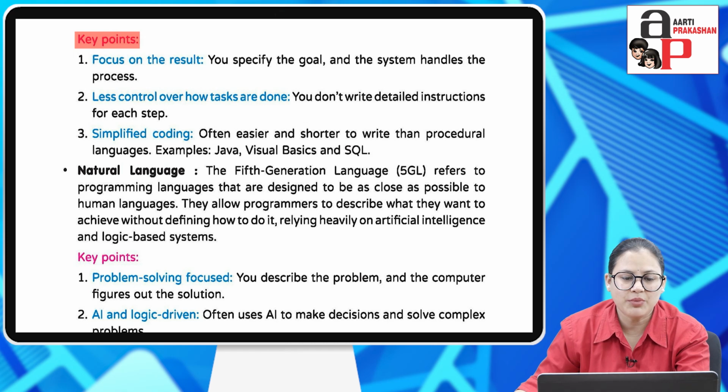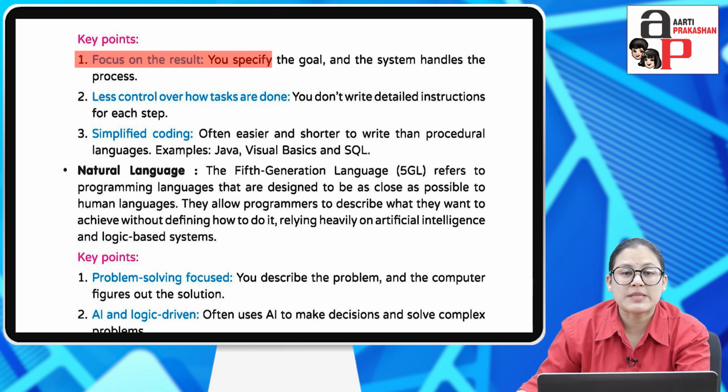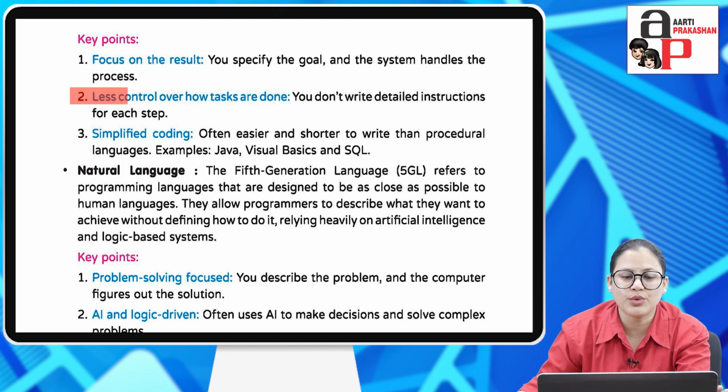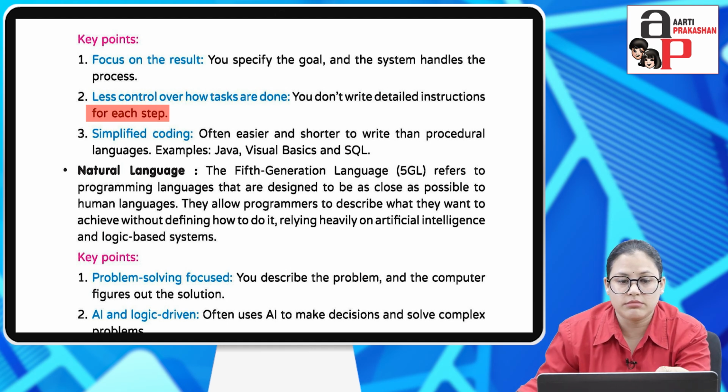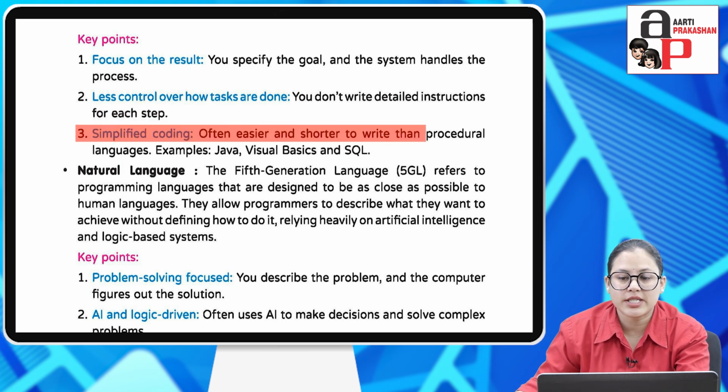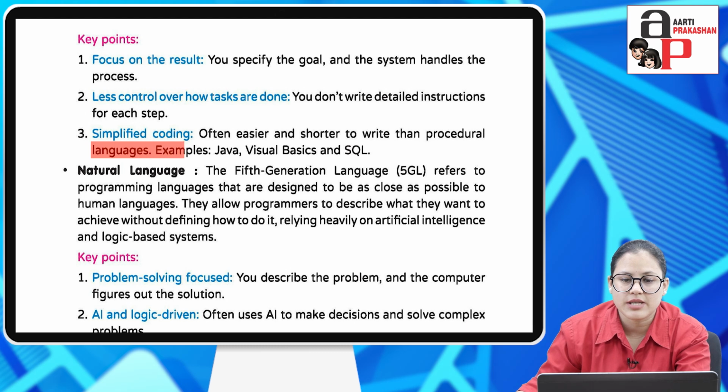Key points. Number one, focus on the result. You specify the goal and the system handles the process. Two, less control over how tasks are done. You don't write detailed instructions for each step. So here it is not needed to write detailed instructions for every step. Three, simplified coding, often easier and shorter to write than procedural languages. Examples: Java, Visual Basic, and SQL.